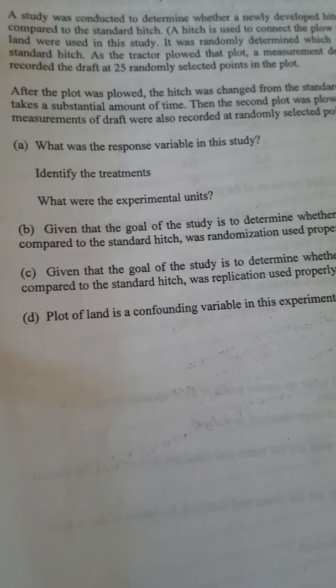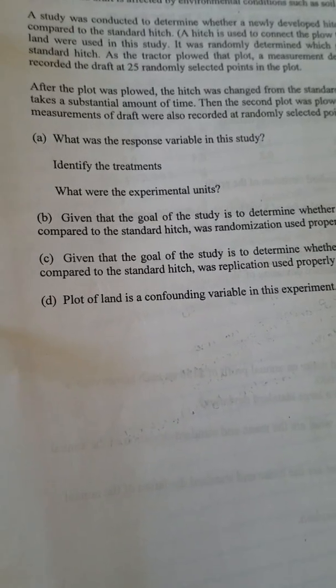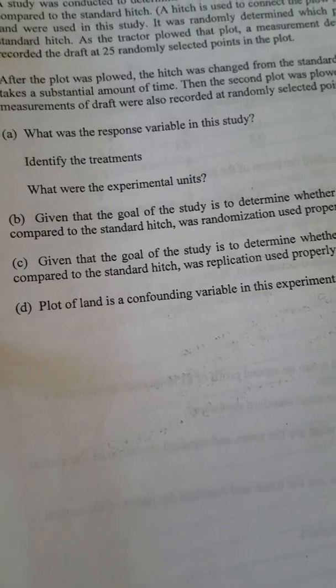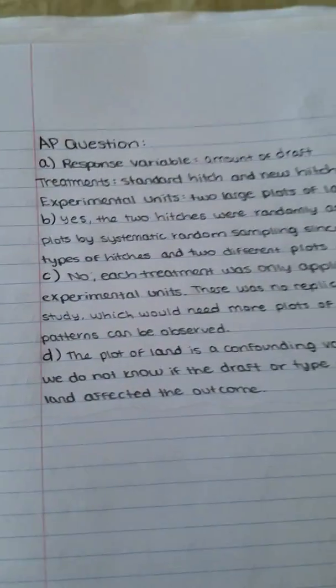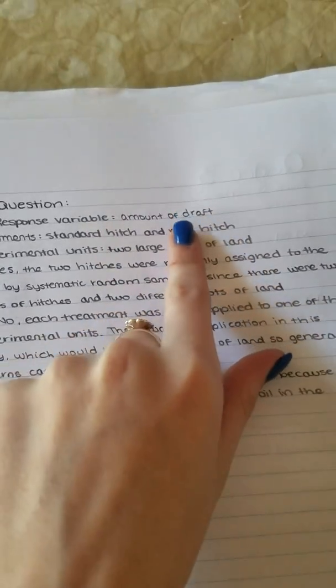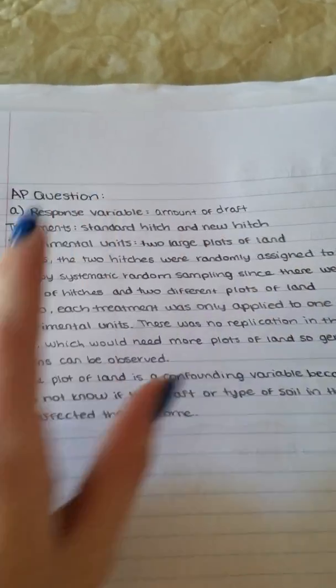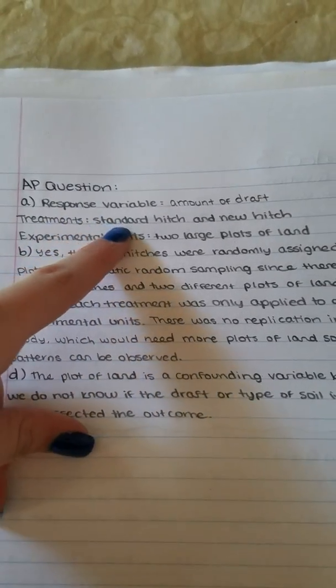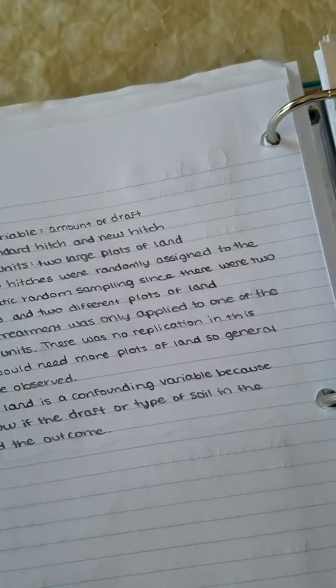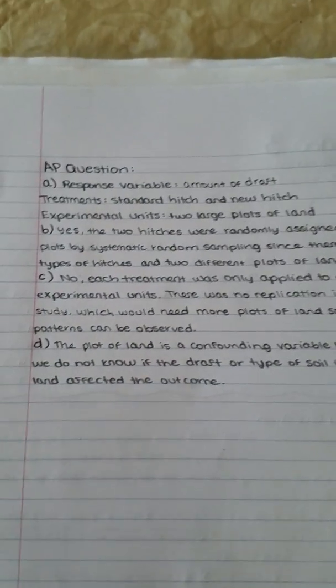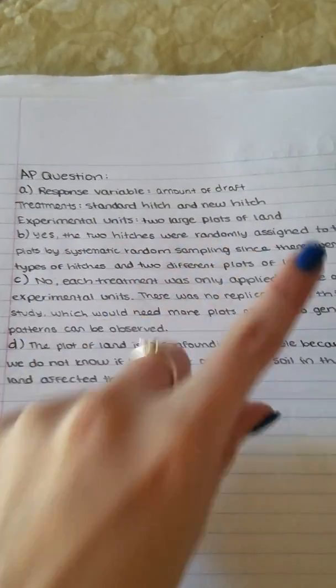Okay. For question A, it asks three different things. What is the response variable in this study? Identify the treatments, and what were the experimental units? The response variable in this study is going to be the amount of draft that is produced by the different types of hitches. The treatments are going to be the standard hitch and the new hitch, because they're the two things that we are testing. And the experimental units are going to be the two large plots of land we are using them on.